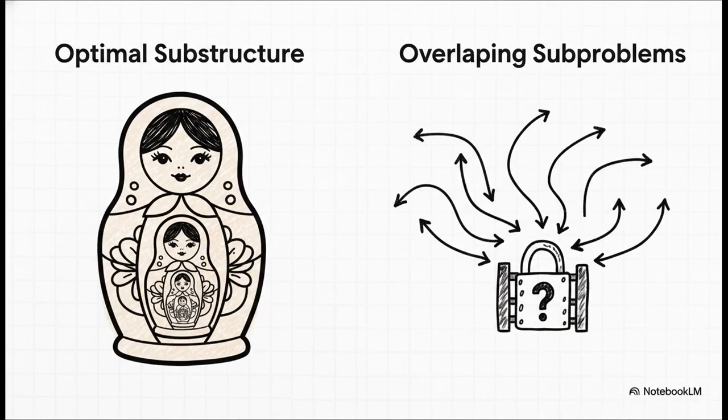Now, DP only works its magic on problems that have these two special properties. First is what we call optimal substructure. All that means is that the best solution for the whole big knapsack is built out of the best solutions for smaller knapsacks. And second, overlapping subproblems. This just means that while you're working, you find yourself needing to solve the exact same little problems over and over. DP is smart. It avoids redoing all that work by remembering the answer.